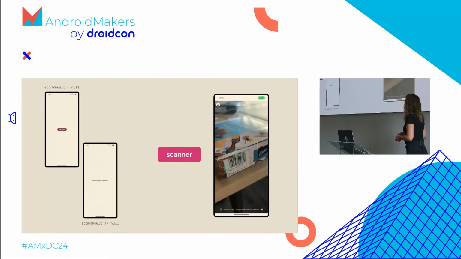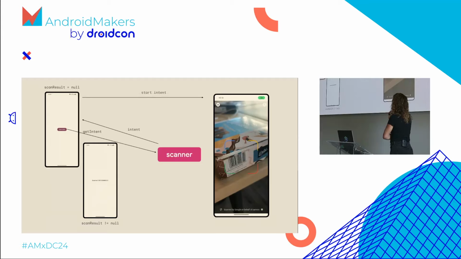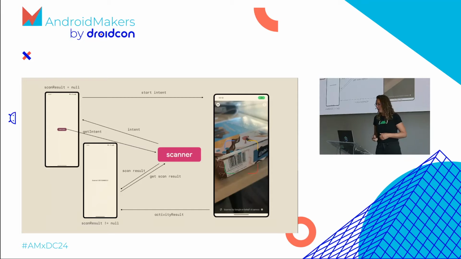So how does that look in our overview? We start by getting an intent. Okay, we get the intent. With the intent, we can start the intent. That results in an activity result, and then from that activity result, we have to convert that back into a scan result. So we have two steps here, a two-step process. And I think that's important to keep in mind, that it's a little bit more steps than before.